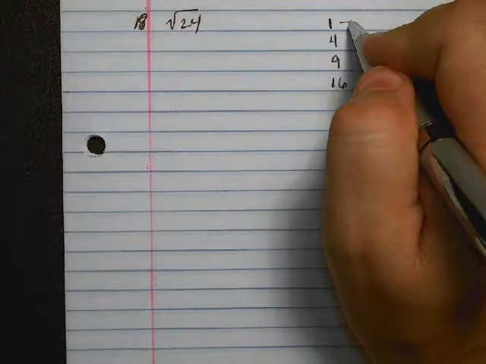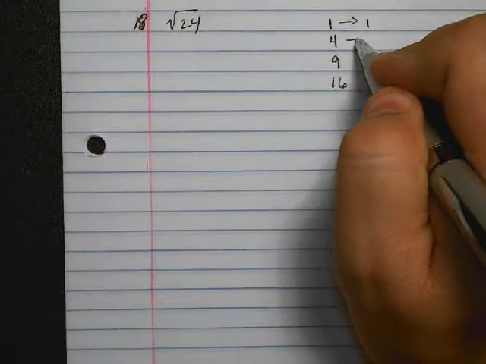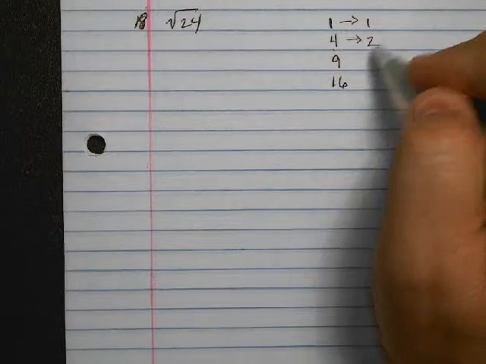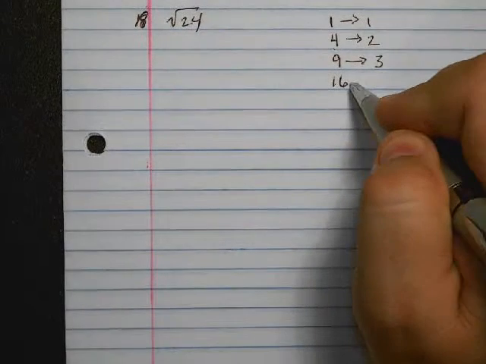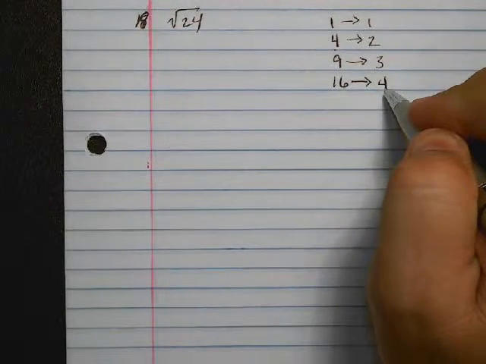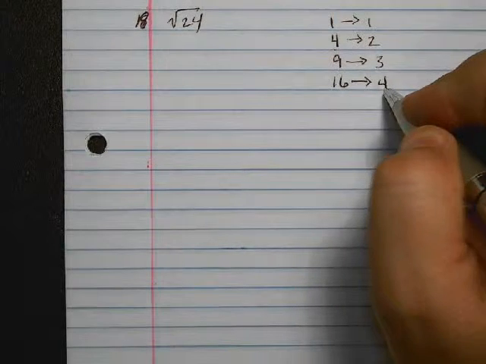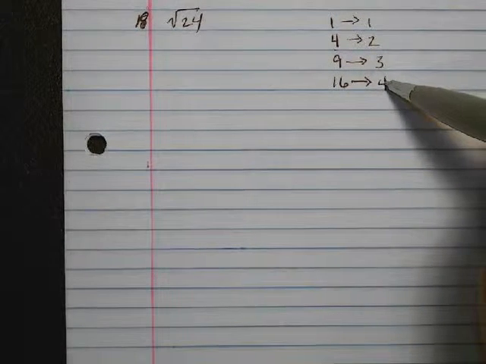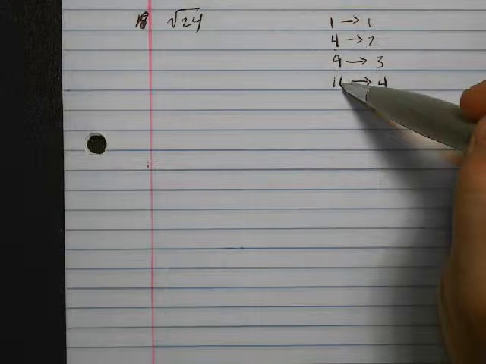Because if you take the square root, you get 1. The square root of 4 is 2, square root of 9 is 3, square root of 16 is 4. And just in case you don't remember why, it's because 4 times 4, 4 times itself, is equal to 16.